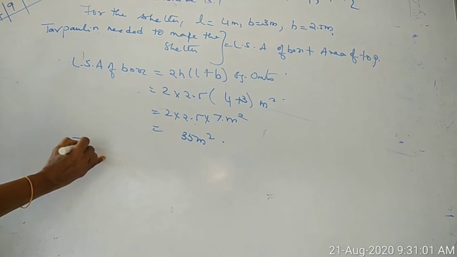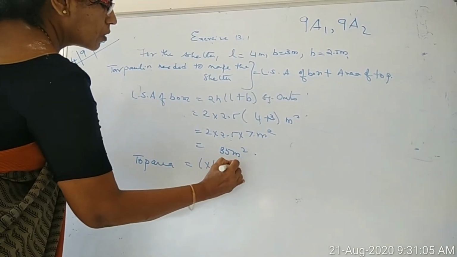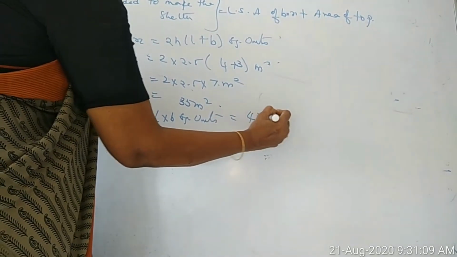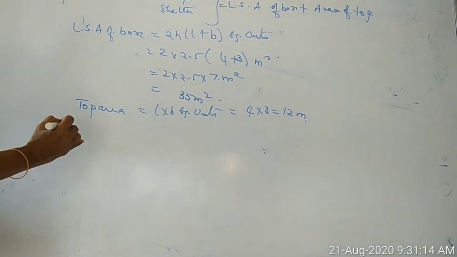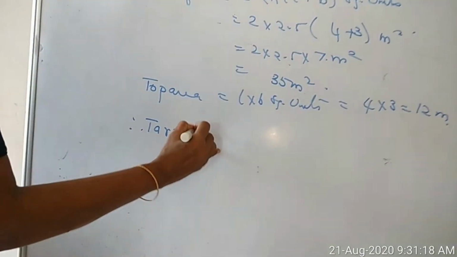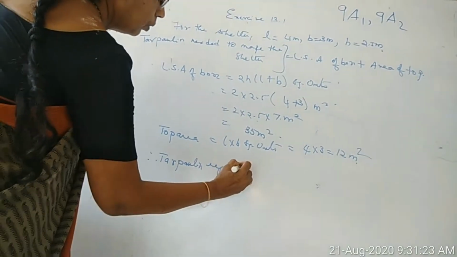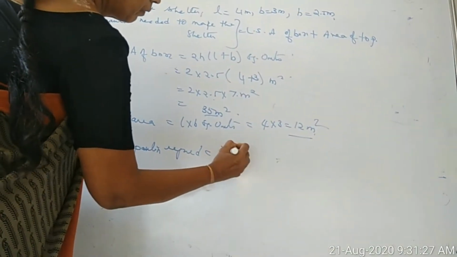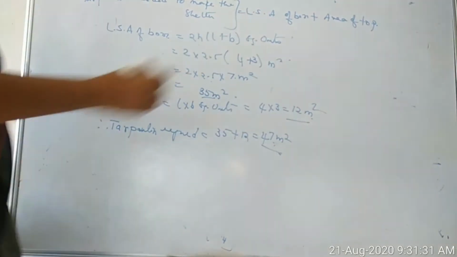Now, top area. Top area is nothing but L into B square units, children, which is equal to 4 into 3, 12 meters square. Therefore, tarpaulin required is equal to, add both the areas, children, 35 plus 12, which is equal to 47 meters square.